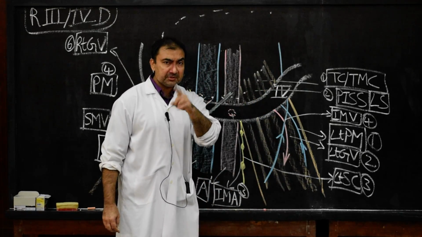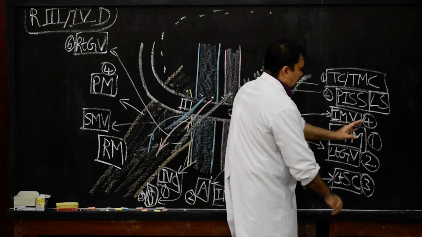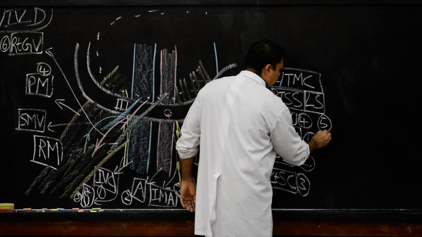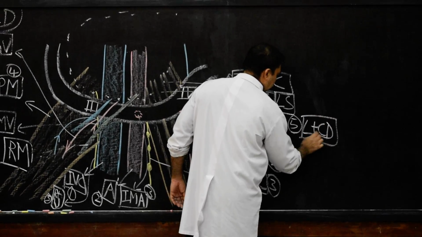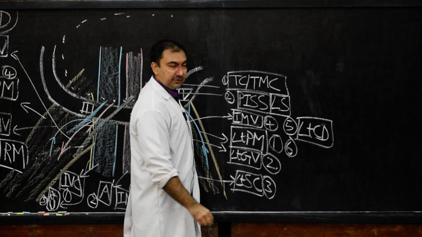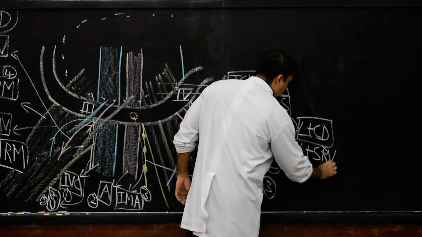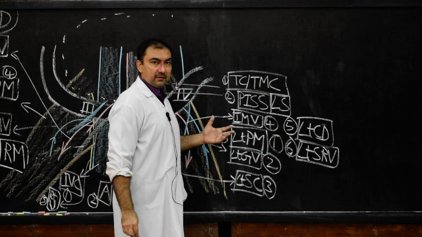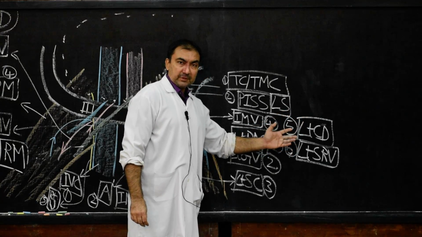Along with that, 2 more structures which we will not draw. Structure number 5, the left crus of diaphragm, and structure number 6, the left suprarenal vein. Please note down these 2 structures. We cannot draw these because it will cause confusion in the diagram. So left crus of diaphragm and left suprarenal vein.